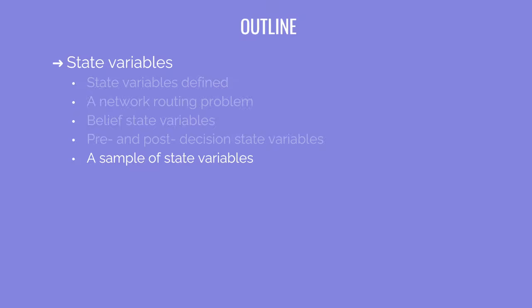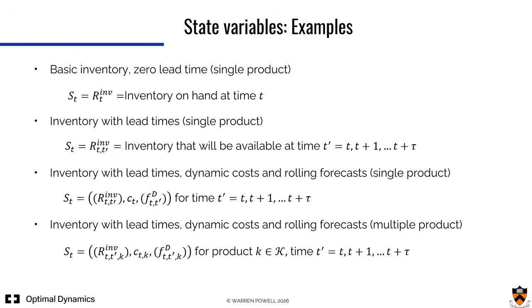Okay, sample of state variables. State variables can come in all kinds of forms. They can be scalar, and they can be vectors, and they can be high-dimensional vectors. They can have mixtures of discrete and continuous variables. It can be that buffet. People have to realize a state variable is information, and it's all the information you need to make a decision. And as you get to more complex problems, the information you need to make a decision becomes very complicated.